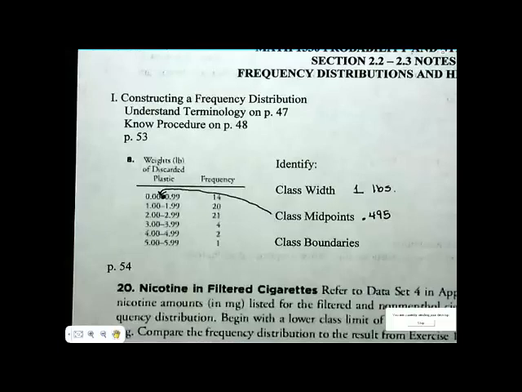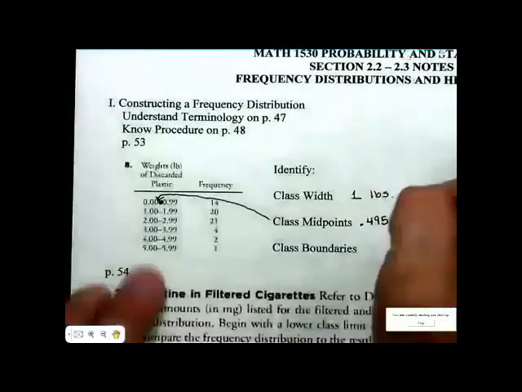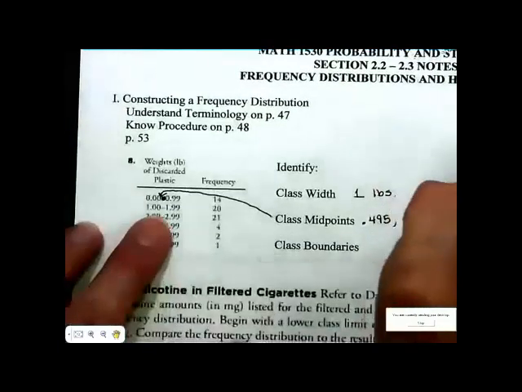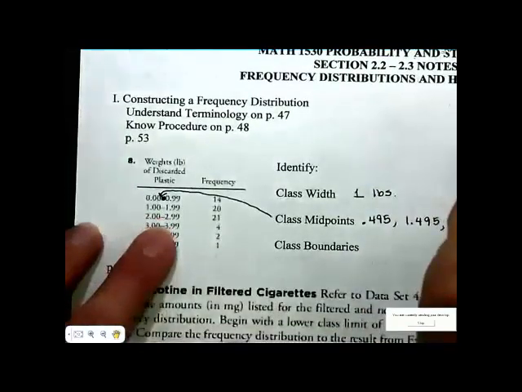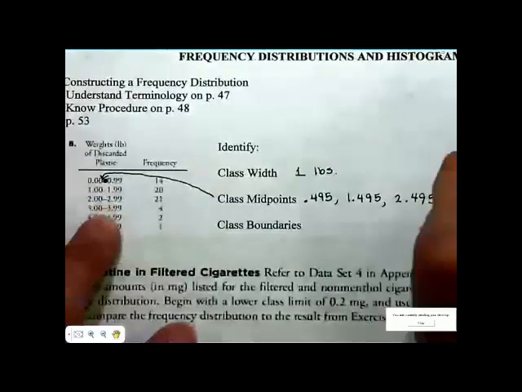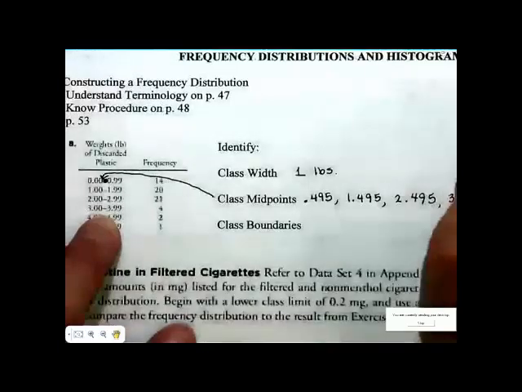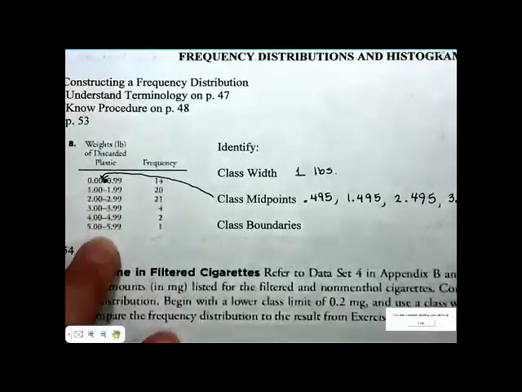Go ahead and list all 6. Let me write them down and then you ask that question. 0.495, 1.495 is the midpoint of the second class. 2.495 is the midpoint of the third class. 3.495 is the midpoint of the fourth class. Then 4.495 and 5.495. Yes, ma'am.